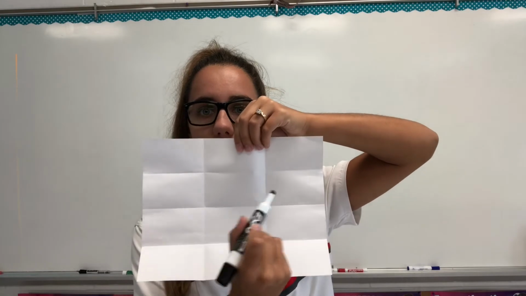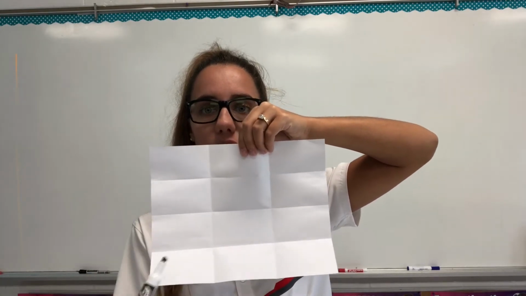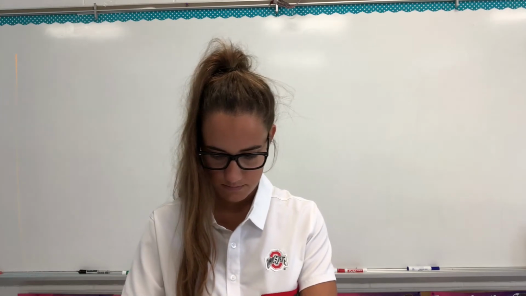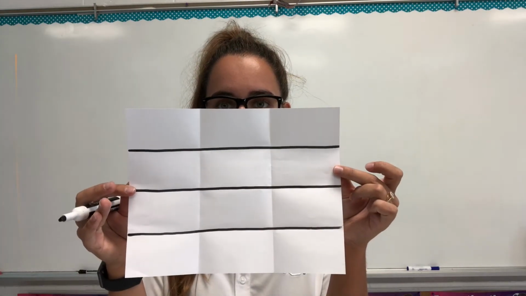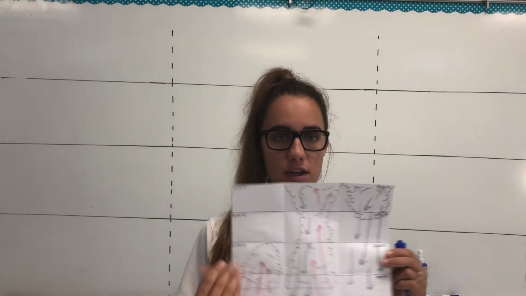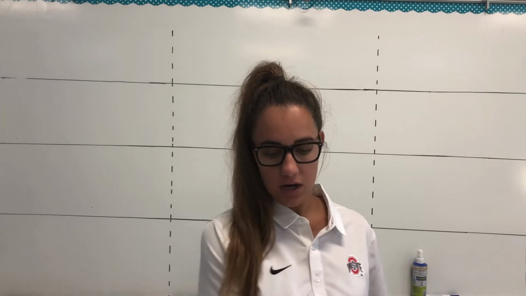What you want to do next to finish setting up your paper is to trace the lines only that are going long ways, not the up and down ones, only the ones that are going across. So when you're finished setting up your paper, it should look something like this. So now that we have our paper set up, we're gonna go ahead and start to draw the diagram of each cloud on our page.